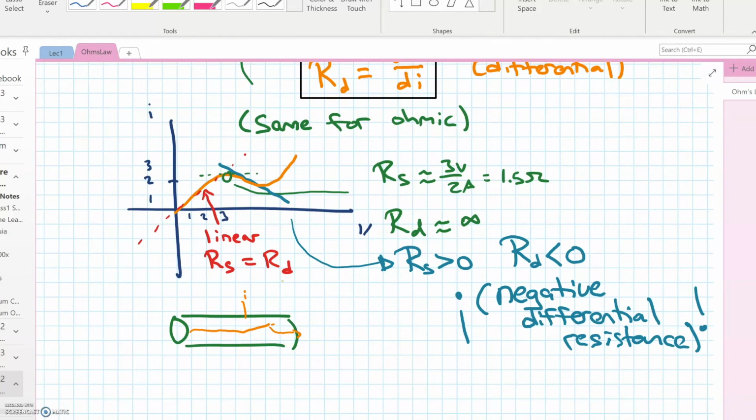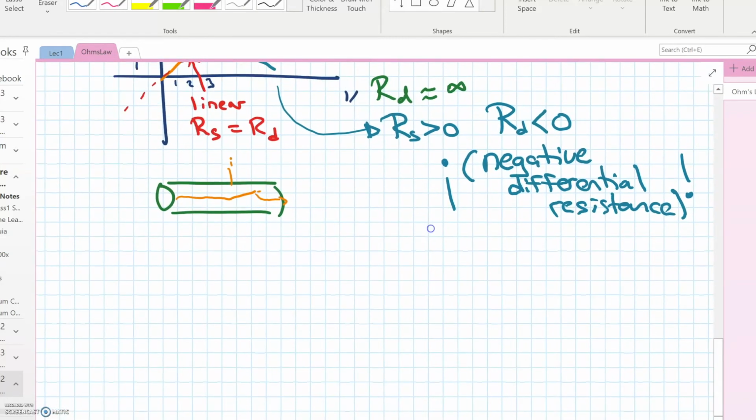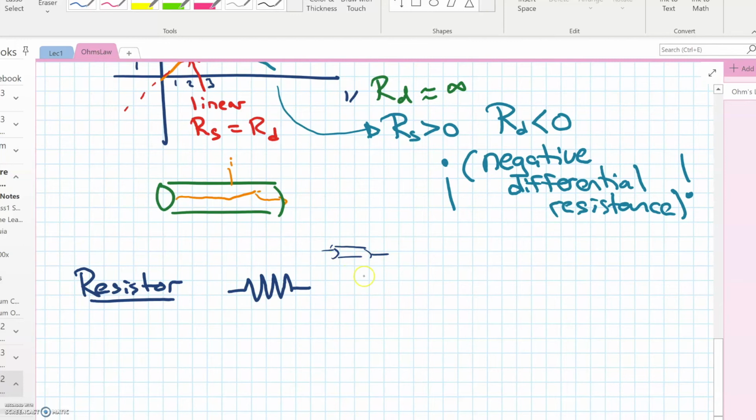Okay, the last thing we're going to talk about with Ohm's law is, well, we better talk about resistors a little bit. A resistor is simply a device with a well-defined resistance. And we make an abstract model of this. We draw it as a little squiggly line. But you can think of it as a tube with length d and area A, and R is going to be equal to rho times d over A.